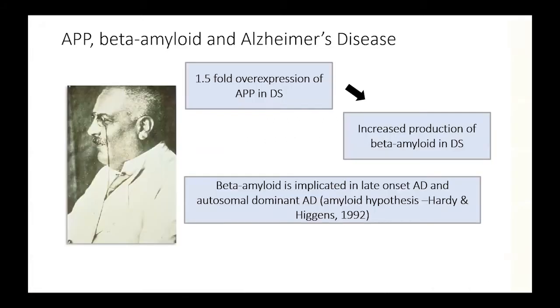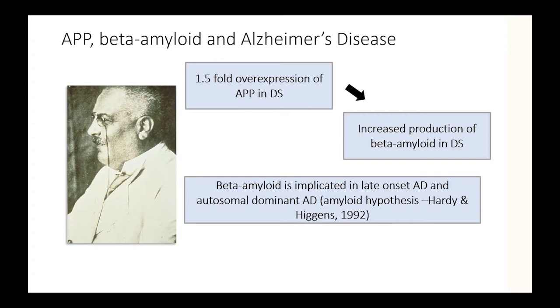And so, not surprisingly, we see a 1.4 to 1.5-fold overexpression of amyloid precursor protein in Down syndrome. And not surprisingly, we see increased production of beta-amyloid, which is also a consistent feature with familial Alzheimer's disease. And as you all well know, amyloid has been implicated in the development of Alzheimer's disease.